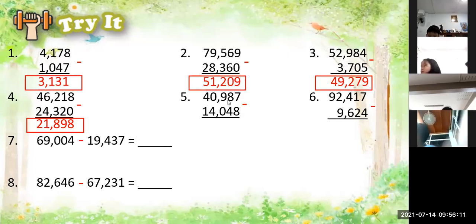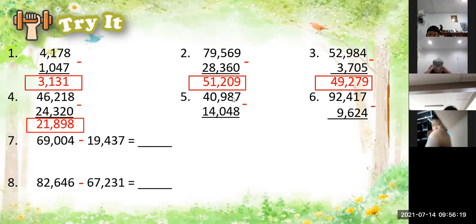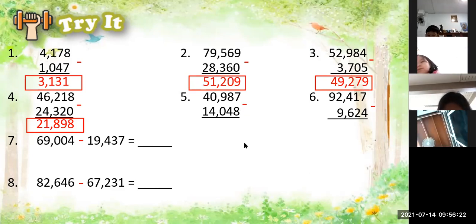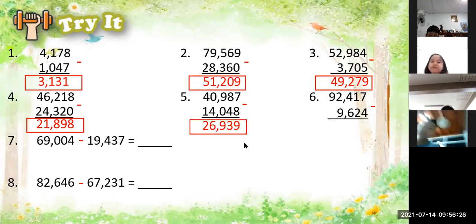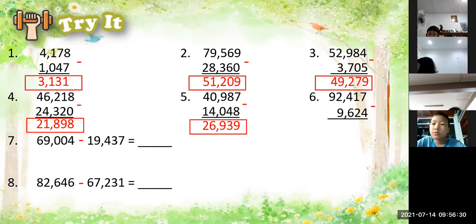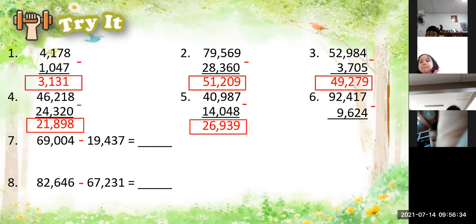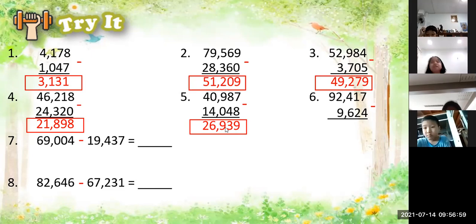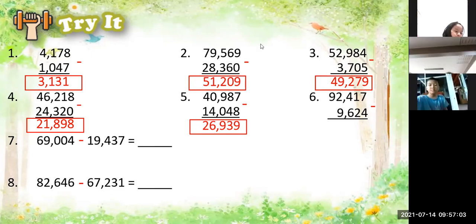7 minus 8 cannot be, right? You cannot subtract 8 from 7. So we will borrow 1 ten from 8 tens. So we become 17 ones. The answer here is 26,979 because 7 becomes 17. 17 minus 9 is... This one is wrong. It must be 8. This is 38. Sorry, teacher. This one is 8, not 9. This is 8. 9, 3, 8.